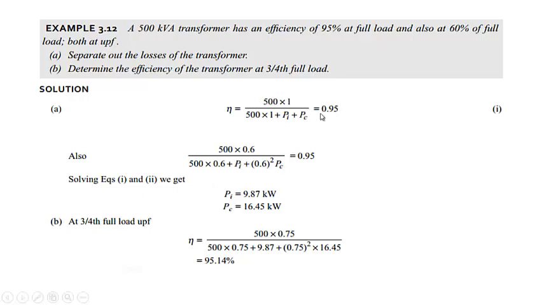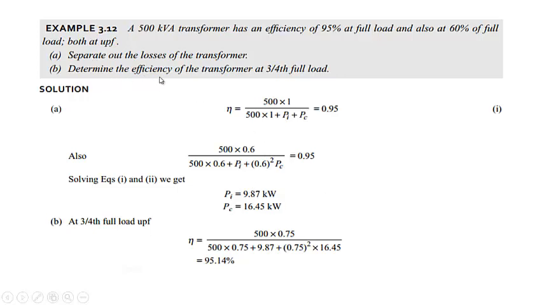That is the full load copper losses, and now the current will be 0.6 of the full load current, so it comes out to be 0.6 square I_FL square into R equivalent. So it will be equal to 0.6 square into PC full load. It will always be like this. So when you solve these two equations, PI will be equal to 9.87 kilowatt and PC will be equal to 16.45 kilowatt. Now we have separated the losses.